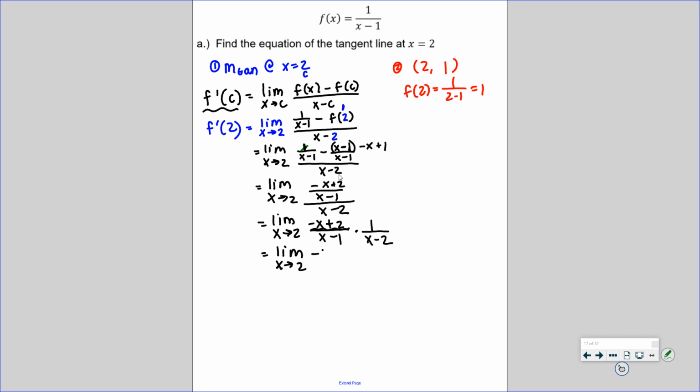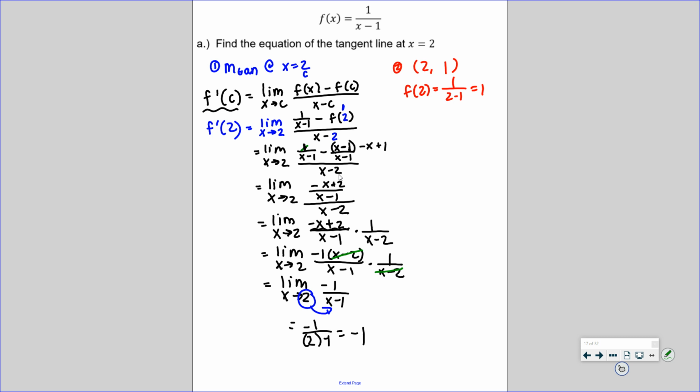It's not really a trick, it's more a strategy. Good job, Jason. And then these guys cancel. Remember, you can always cancel factors in numerators and denominators with rational fractions. So now I'm here. Negative 1 over x minus 1, and then I can go ahead and do my direct substitution with 2. So now I'm getting negative 1.